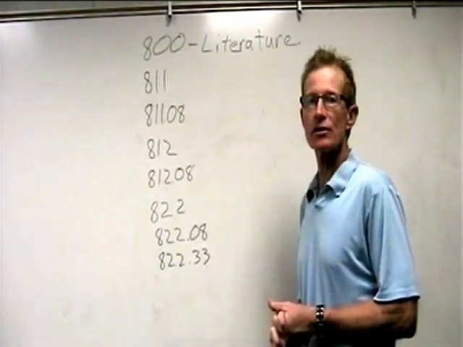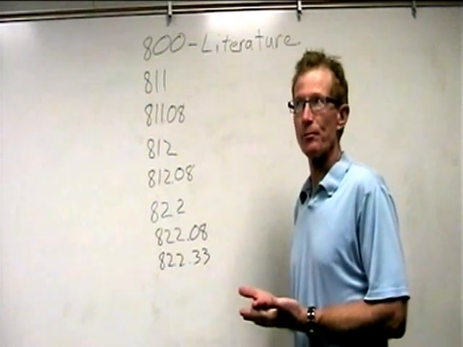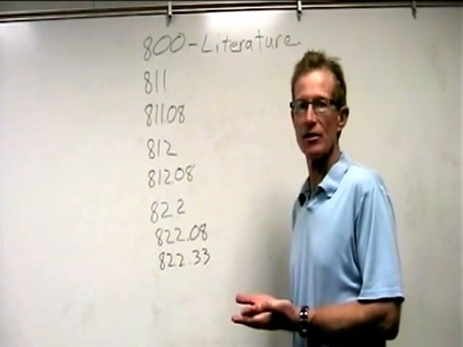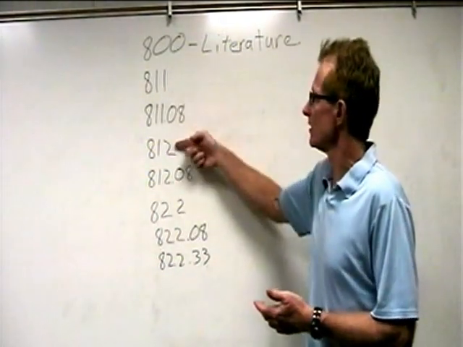In the 800s, those are the main numbers that you use. 813, that's for fiction. We usually have separate fiction sections, so you're not going to use that. And most of the other categories, you're not going to use. It's usually the 1s and the 2s that you use.